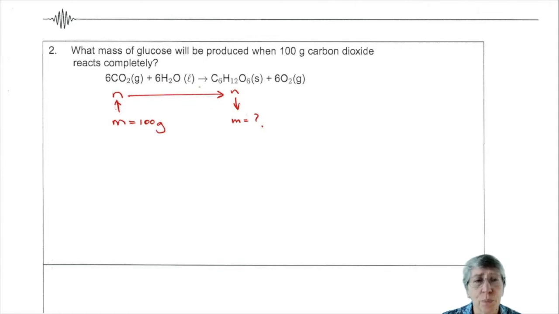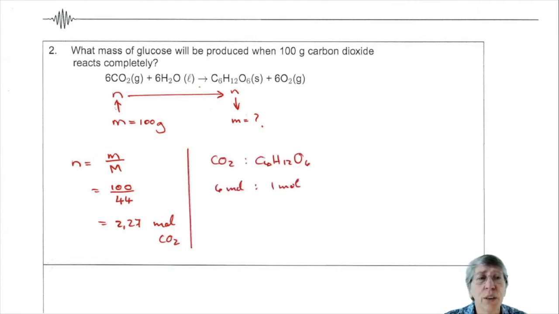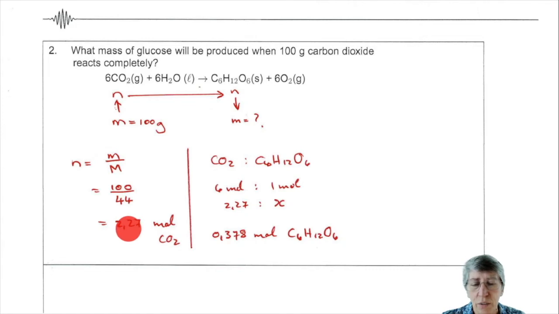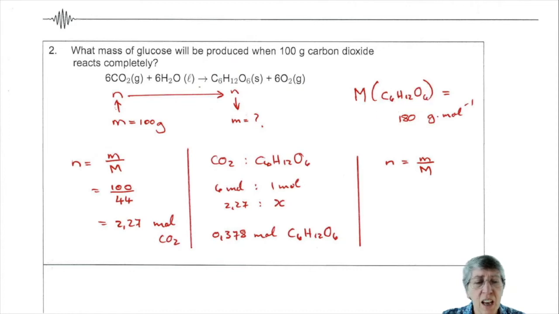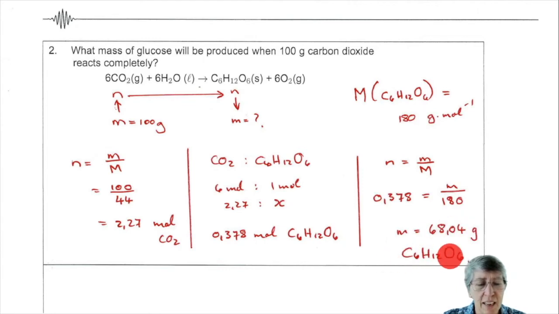So here you had to work out the moles of CO2 first. Then we had to go from the CO2 to the glucose, and in the equation they tell you the ratio is 6 to 1. So you had 6 to 1, and then I used the 2,27 moles that I arrived at over there, and then you end up with 0,37 moles, and that is now my moles of glucose. So now I have to convert to mass. So I'm working with n equals m over big M, and I need the molar mass for that glucose. And there, if you worked it out, I end up with 180 grams per mole from my periodic table, and then using it, you should have ended up with glucose being 68,04 grams.